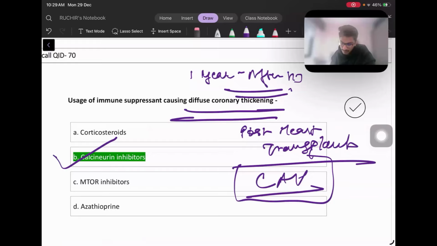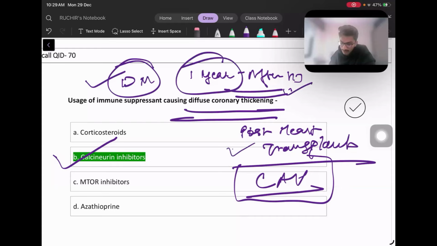Okay, so 1 year following heart transplant, there is diffuse coronary thickening, in a known case of diabetes who underwent transplant. So see, diabetes was in the question stem. So a diabetic patient undergoing a heart transplant, after 1 year presenting with coronary allograft vasculopathy, which is a known thing. And it is basically a type of rejection.